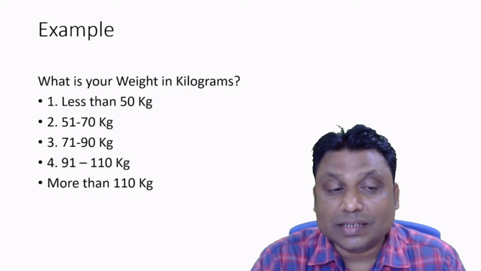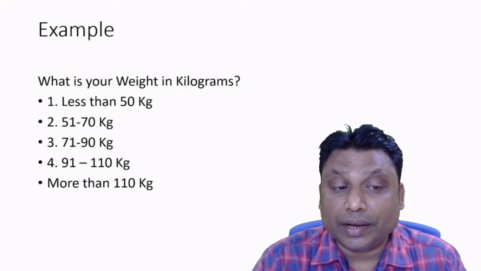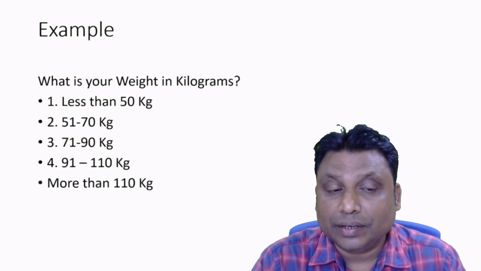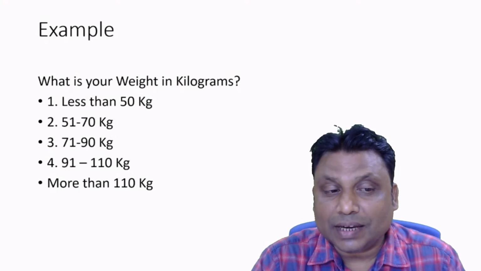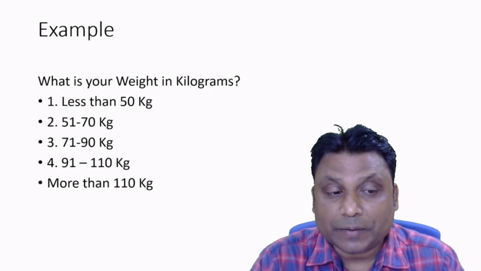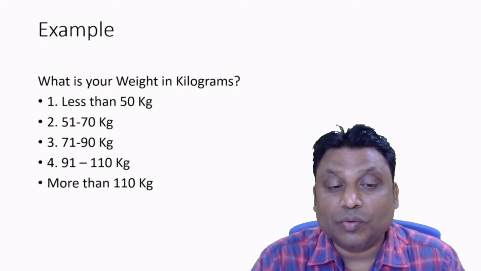The next is 71 to 90. You cannot take 71 to 100. If you take that, it is not appropriate, the intervals would change. The next one is 91 to 110. That means everywhere the difference is 19, 19, 19. And the last one is more than 110 kg.